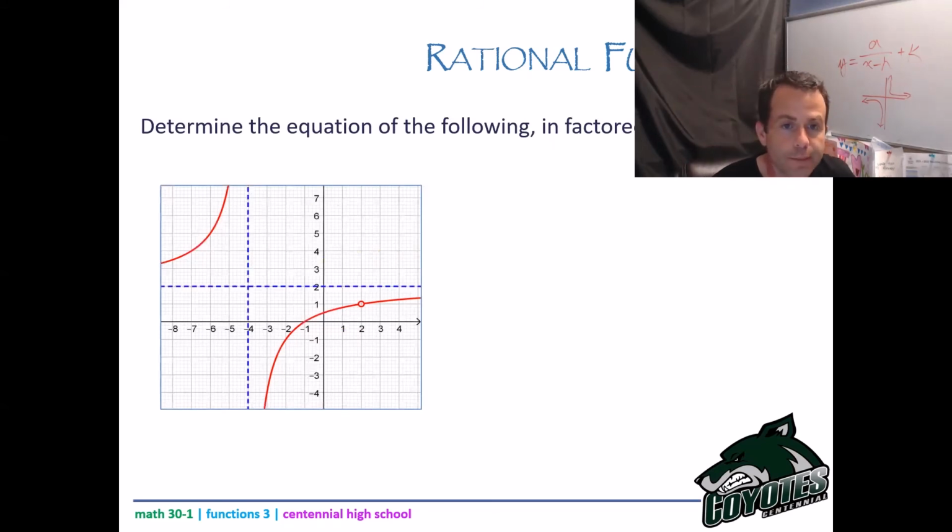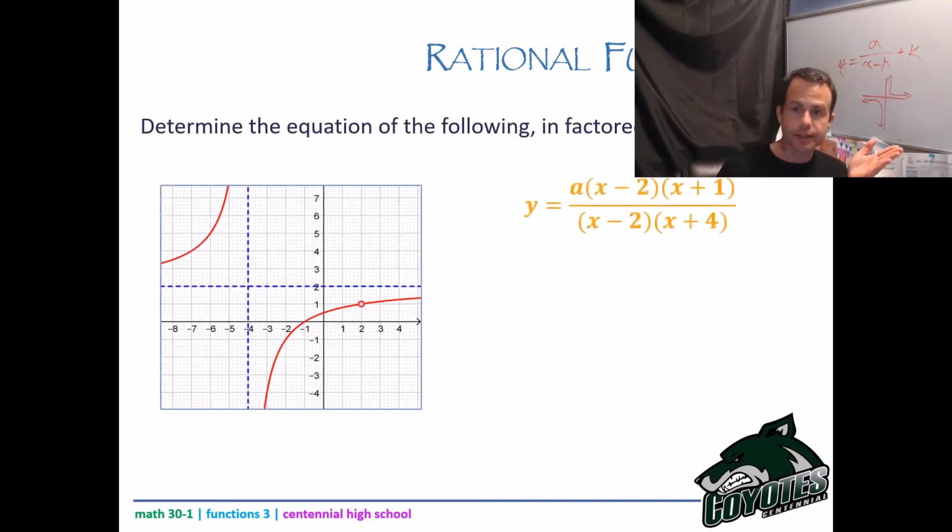So where do I get my factors from? Well, I know I have an x-intercept at -1, and so that's going to be a factor of x plus 1 on the numerator. I know I have a vertical asymptote at x equals -4, so that's going to be a factor of x plus 4 on the denominator. I know I have a point of discontinuity at x equals 2, so that's going to be a factor of x minus 2 on both the numerator and the denominator. Okay, then I throw an a value in, and I'm going to algebraically solve for a.